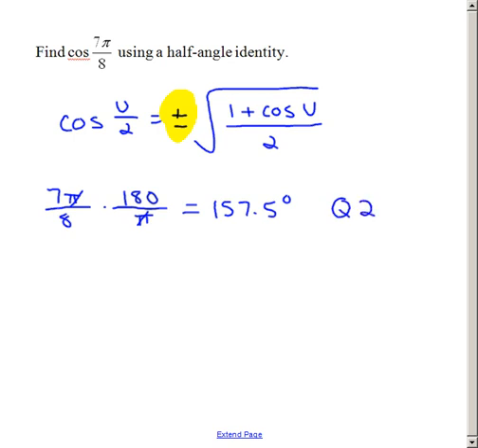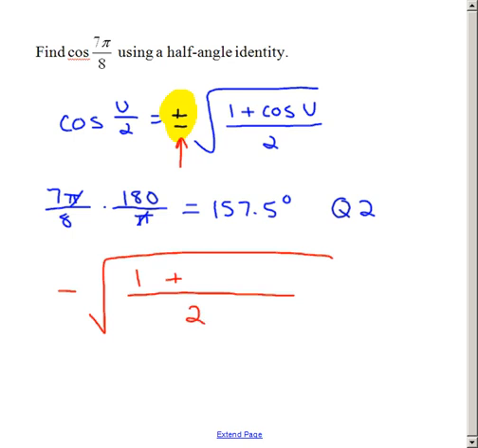Now since we're talking about the cosine function in quadrant 2, we know that this plus or minus is going to be the minus. So we start out with minus square root of 1 plus, and I'm going to leave the next part blank for a second, over 2. If u over 2 is equal to 7 pi over 8, multiply both sides by 2, and you get u is 7 pi over 4. That helps us fill in the rest of that square root. We get the cosine of 7 pi over 4 here.